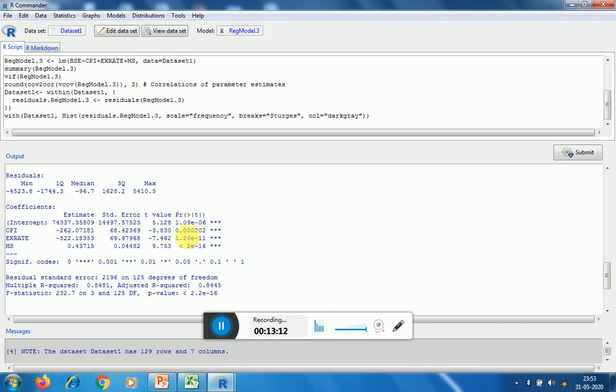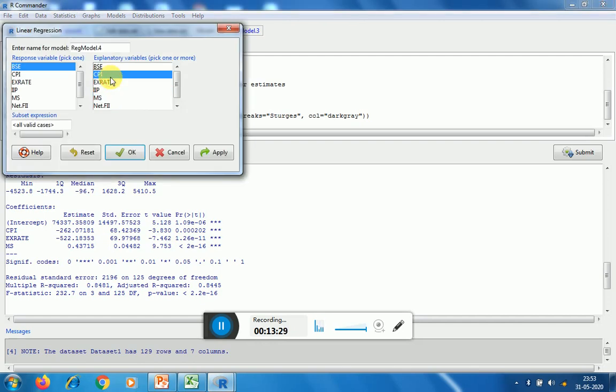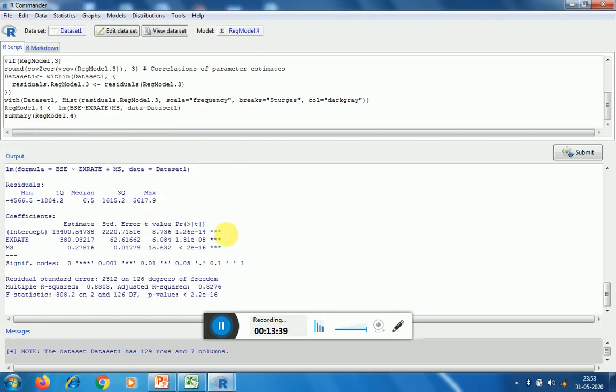So if I take this value and this value, again on the basis of these comparisons, this value seems to be higher, so I can even try once for this. So I can eliminate CPI, and I will keep now only two variables, exchange rate and second is money supply, and then click OK. Now again all the values are significant, rest of the things are also fulfilled. Your R square is also not reducing by much extent.